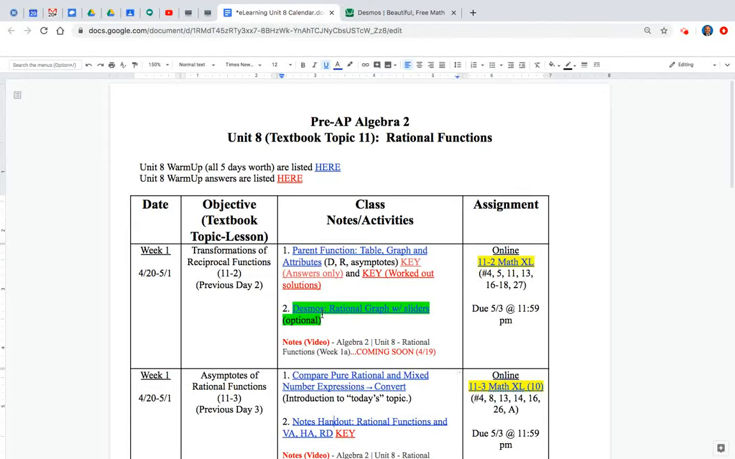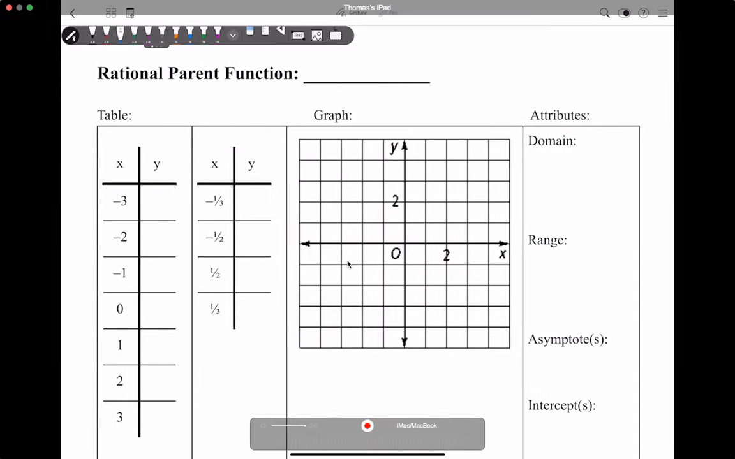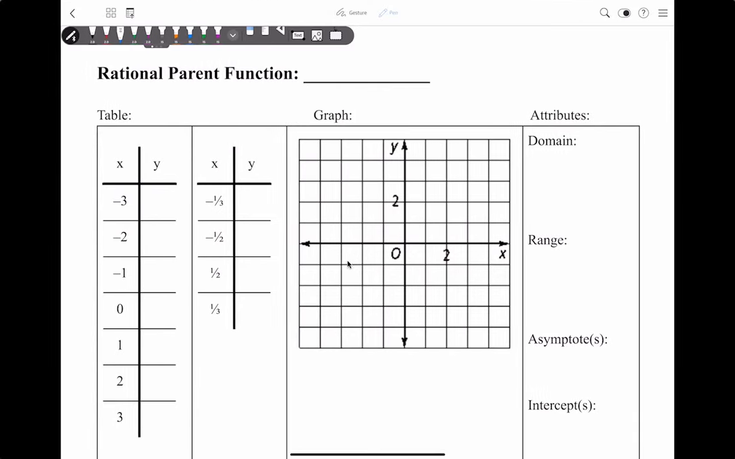So let's go ahead and begin with parent functions, tables, graphs, and attributes. Okay, so let's go ahead and go to our notes. And our default parent function is going to begin with this one right here. It's f of x is equal to 1 over x. Okay, so this is our default function.